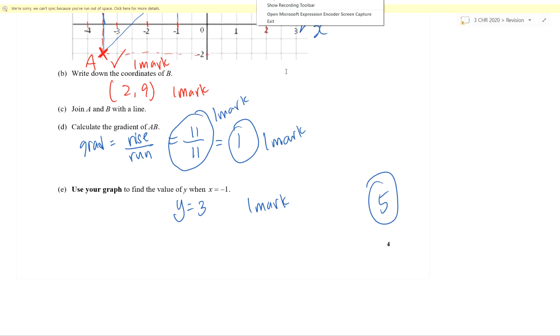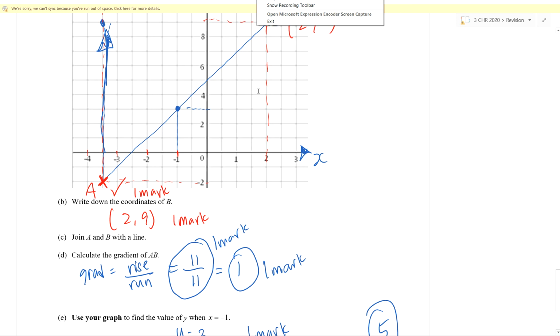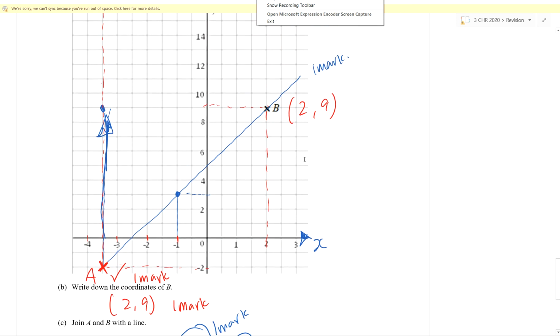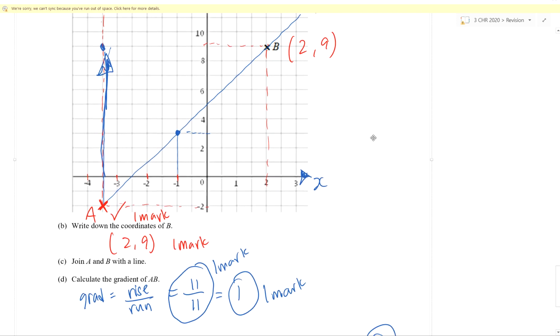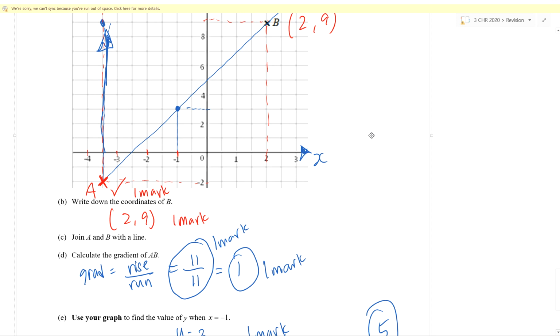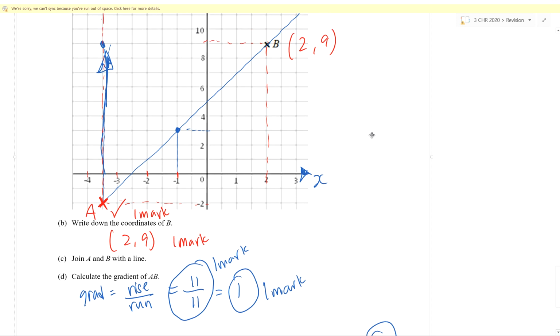Yes? Oh, I'm sorry, I made a mistake for the gradient. Thanks for letting me know. I had assumed that every 1 square was 1 unit. I assumed wrongly. I didn't check my work properly.